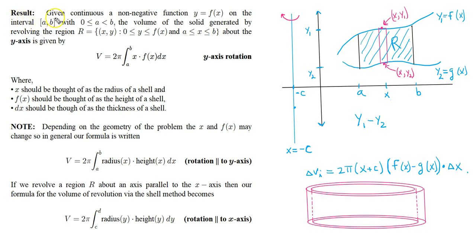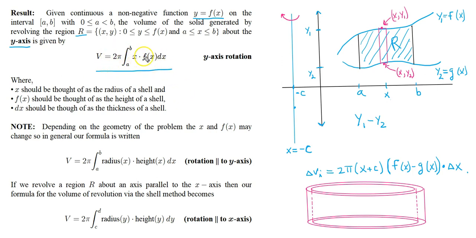So here's the result that we just developed. If you're given a continuous, non-negative function y equals f of x, defined on some interval a to b, where a is greater than or equal to 0 and b is greater than a, then the volume of the solid generated by revolving the region R, which is the region bounded between the x-axis and the graph of the function for x between a and b, the volume of the solid generated by revolving that region about the y-axis is given by this formula.